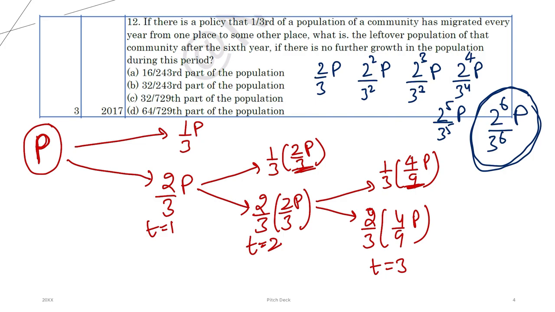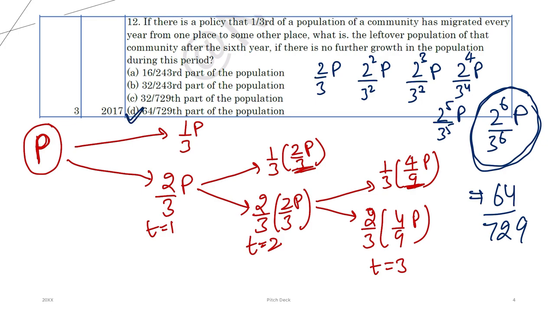So 2 raised to the power 6 divided by 3 raised to the power 6. If you solve this, 4 into 4 is 16, 16 fours are 64, divided by 3 3s are 9, 9 9s are 81, 81 9s are 729. So 64 by 729 is the population that is left after 6 years.